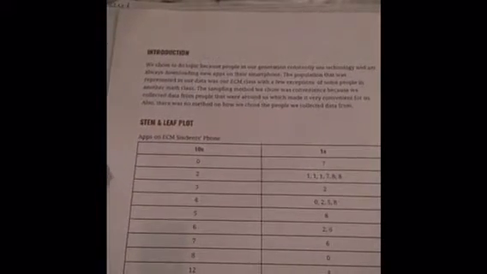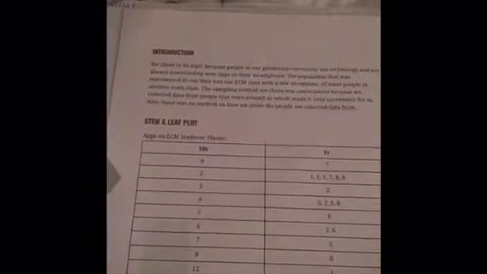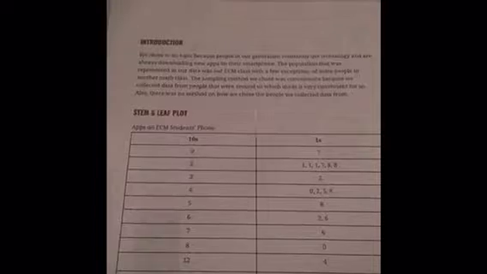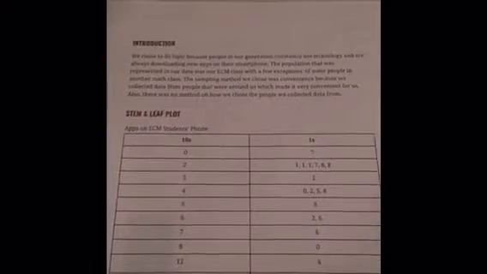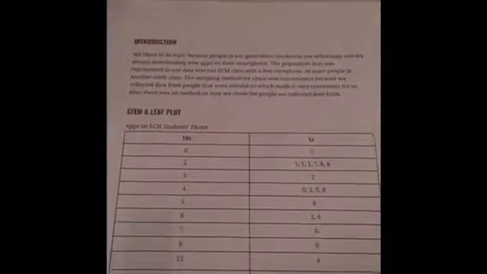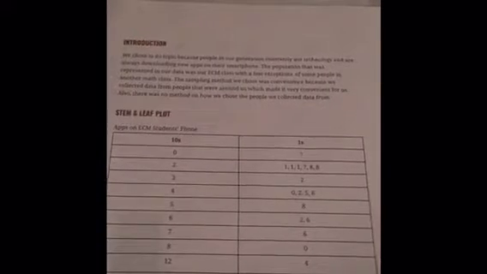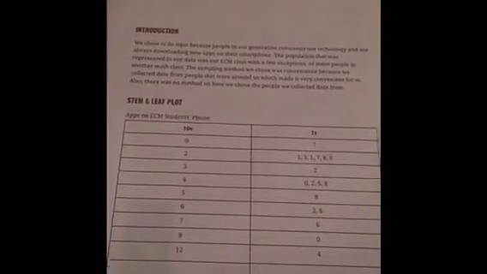We chose to do this topic because people in our generation constantly use technology and are always downloading new apps on their smartphones. The population represented in our data was our ECM class at Panther Creek High School, with the few exceptions of some people in another math class at Panther Creek High School. The sampling method we chose was convenience because we collected data from other people that were around us, which made it very convenient for us. Also, there was no method on how we chose the people we collected data from.